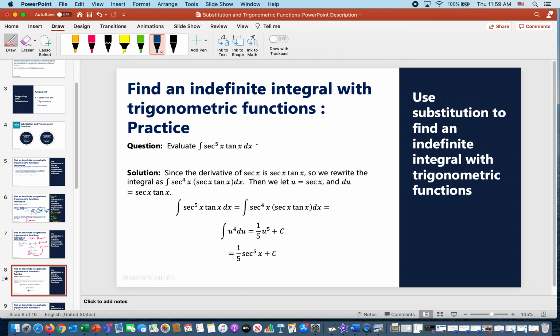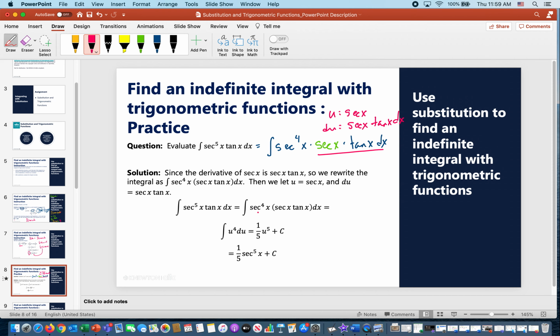And again, I wouldn't expect that you could look at this problem and tell what to do. But would there be anything wrong with me rewriting this as secant to the 4th x times secant x times tangent x dx? So the reason I did this is because now if I let u equal secant x, well, the derivative of that is secant x tangent x dx. And look there, I've got secant x tangent x dx.